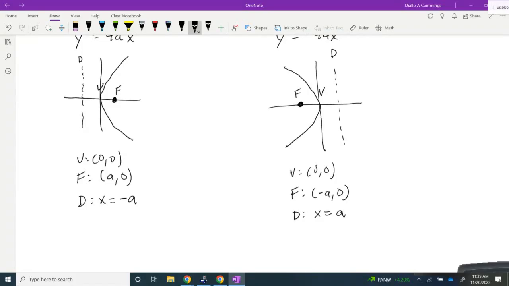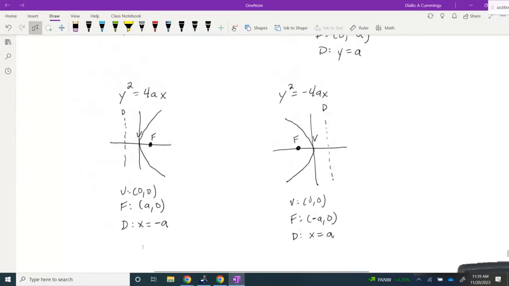All right, so for the parabolas, in this case, centered at the origin, the vertices are all (0, 0). In order to determine the focus, the focus is going to lie on the inside of the opening of your parabola. So a is that magic number to find the focus coordinates, and it's also the magic number to find the directrix.